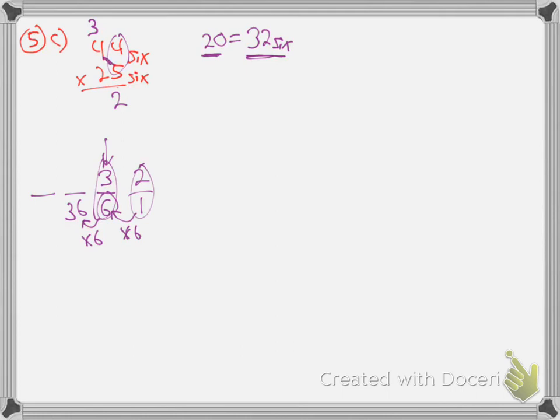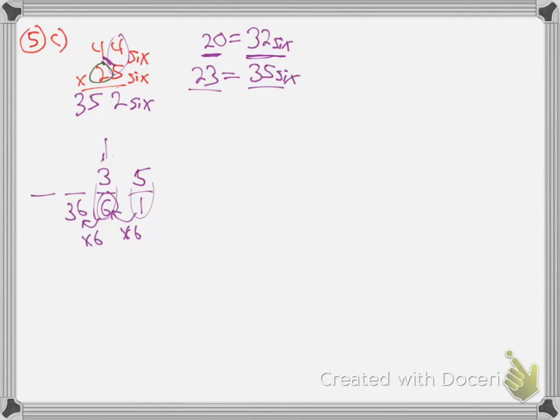Next, 4 times 5. That's 20. Add 3. 23. Now, how do you make 23? Well, you need 3 6s. That's 18 and then 5 more to make 23. It's 3 5 base 6. 23 is 3 5. So you bring down 3 5. This is all base 6. Okay, now that one's done.